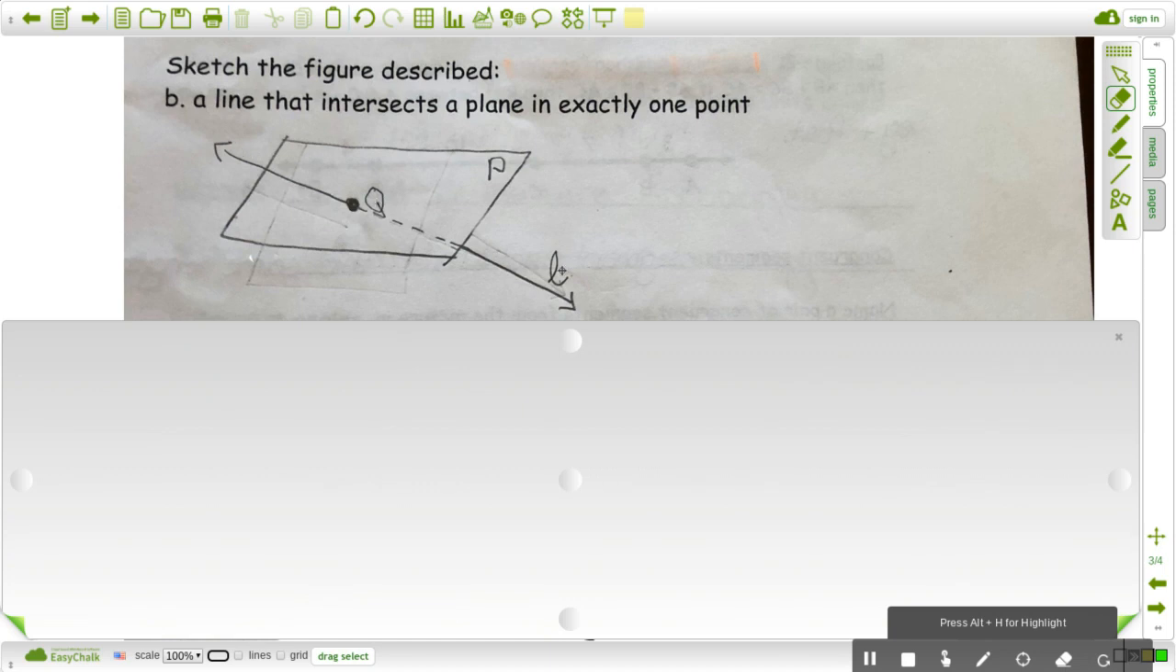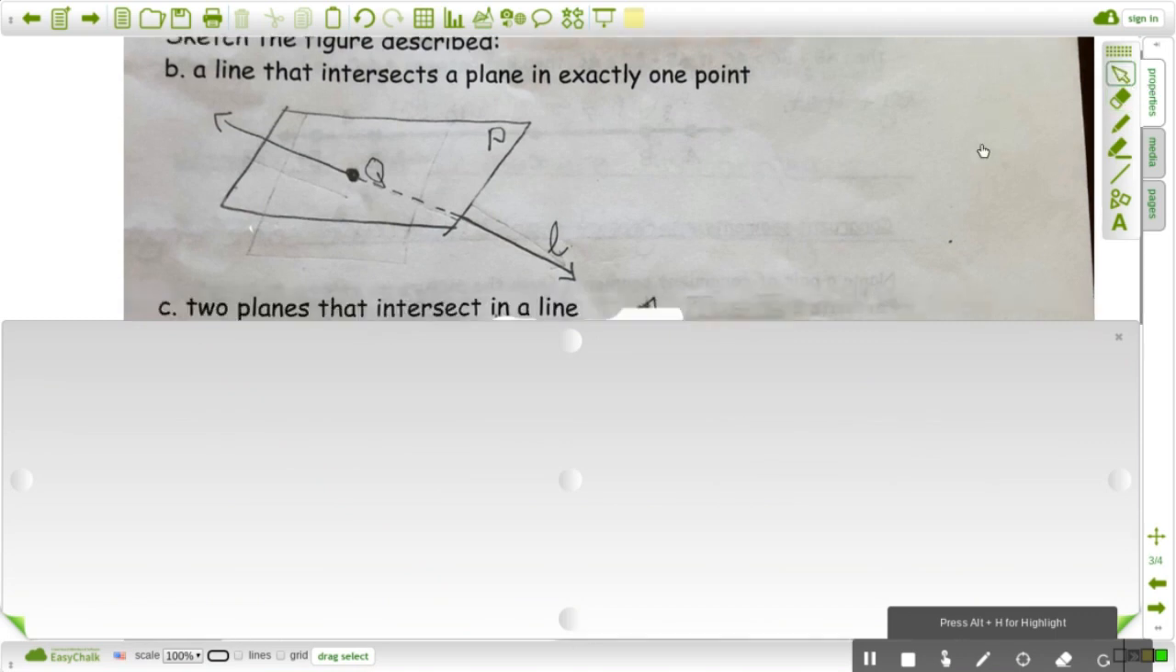So this would be line L. You can name your line anything you want, but it has to be a lowercase letter. This is plane P, and it's a capital letter, and point Q. And this is the intersection point. Point Q is the intersection point between plane P and line L. Now let's move on to the second one.